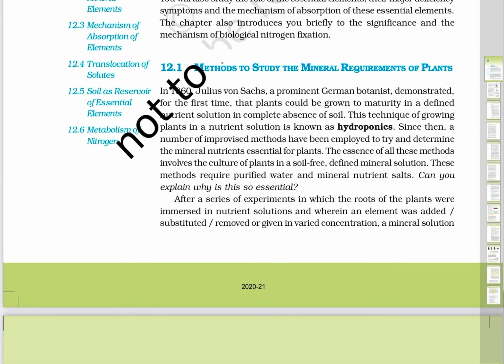Methods to study the mineral requirement of plants. In 1860, Julius von Sachs, a prominent German botanist, demonstrated for the first time that plants could be grown to maturity in a defined nutrient solution in complete absence of soil. This technique of growing plants in a nutrient solution is called hydroponics.